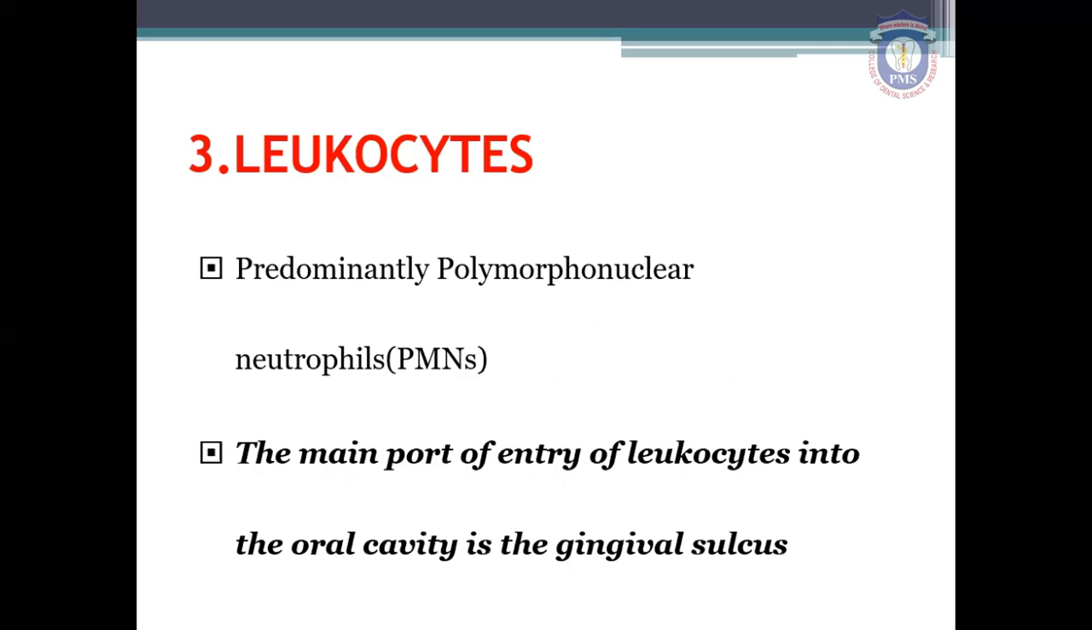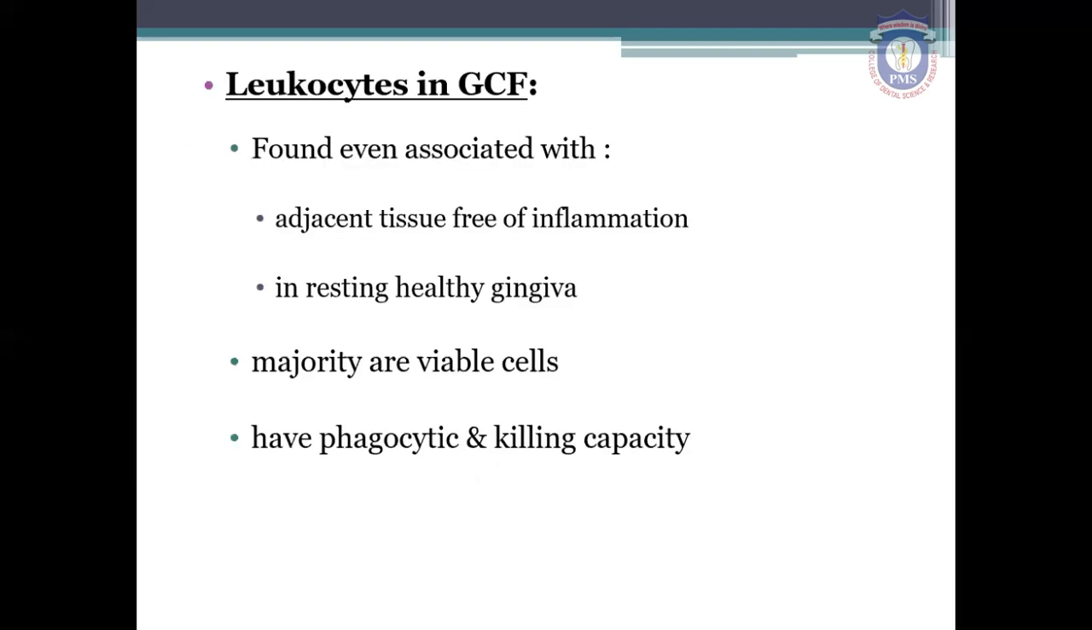Now coming to the third factor, that is leukocytes or the WBCs. The predominant leukocyte found in GCF is the polymorphonuclear neutrophils. The main port of entry of leukocytes into the oral cavity is the gingival sulcus. So the leukocytes are found in the GCF in tissue, that is gingival tissue, that is found to be healthy and also free of inflammation. And the majority of these cells are viable and they have phagocytic capacity.